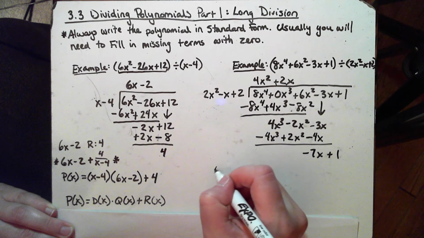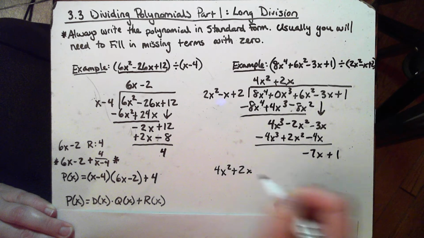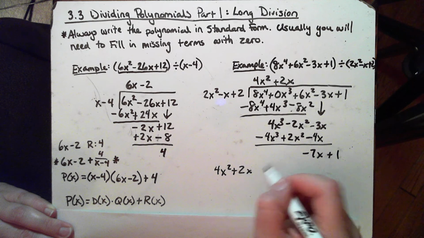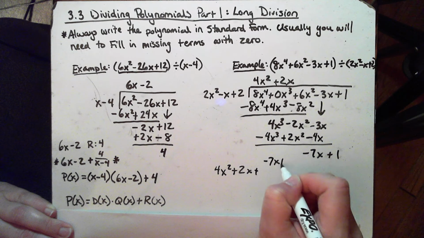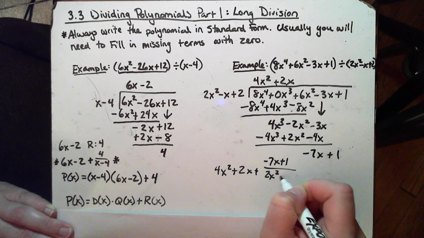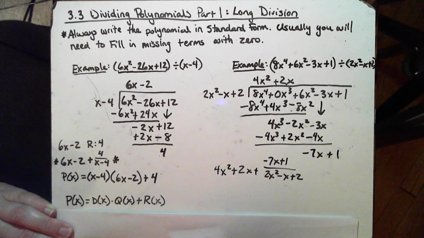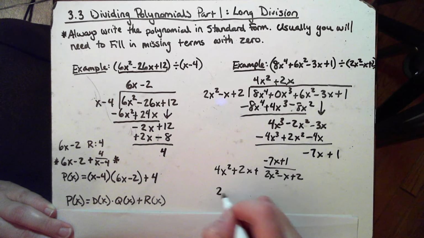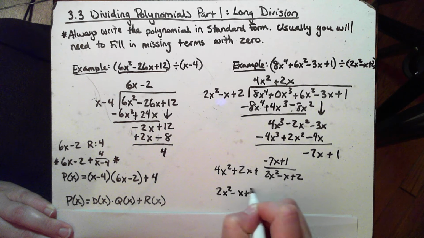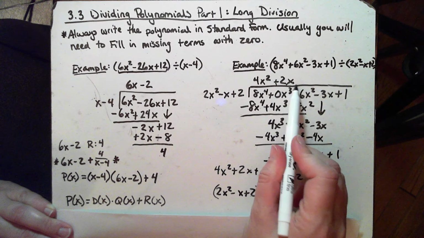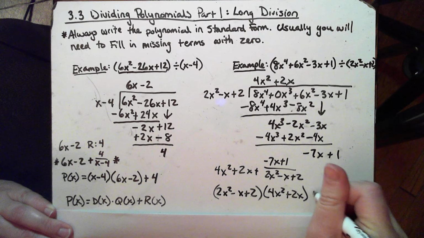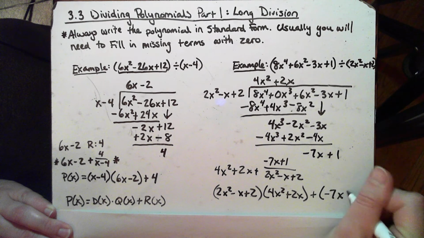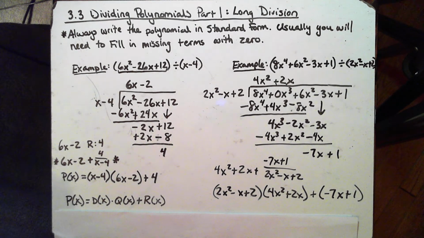So my answer here is 4x squared plus 2x, and I can write plus negative 7x plus 1 over 2x squared minus x plus 2. If they asked for it in this format, I would just copy this first, 2x squared minus x plus 2. I'd write this answer next. And then it's going to be plus the remainder. Notice how I put parentheses around all of those.